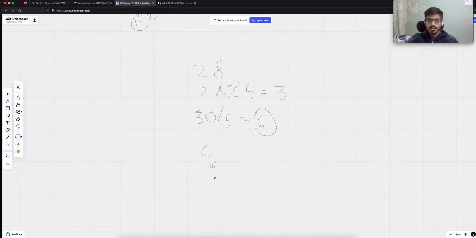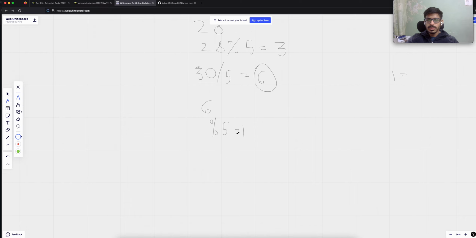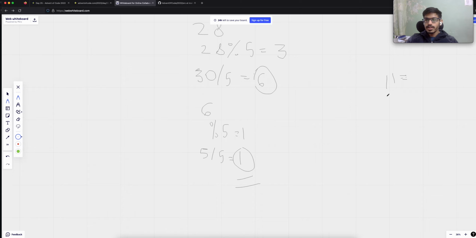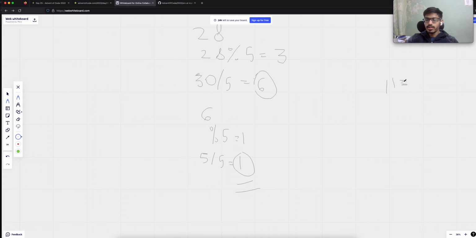Now 6, again remainder 5 comes out to be 1, so we'll write 1 here, and if we divide this by 5, this is close to 5, so 5 by 5 is also 1, and the representation for 1 is again 1, so this ends here, and this comes out to be 1 1 equal to, and if we try to convert it, this comes out to be 25 plus 5 minus 2, so this is 28.